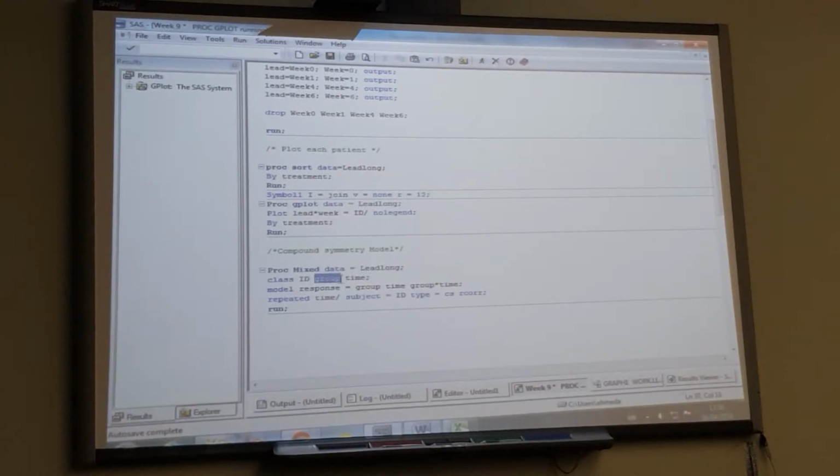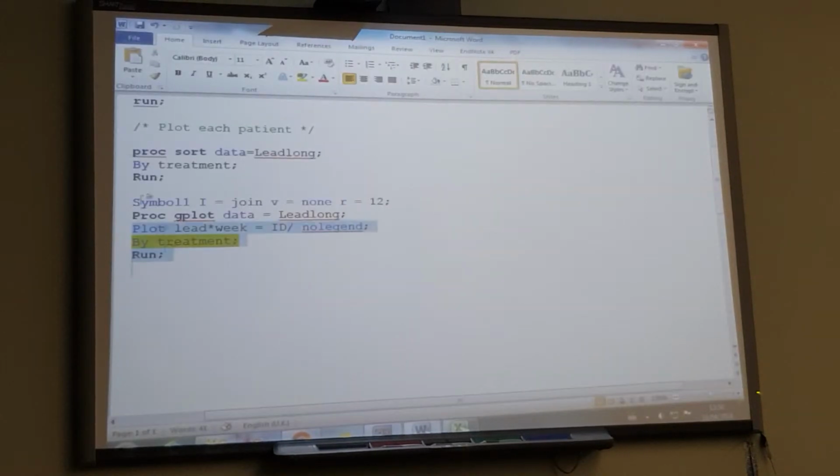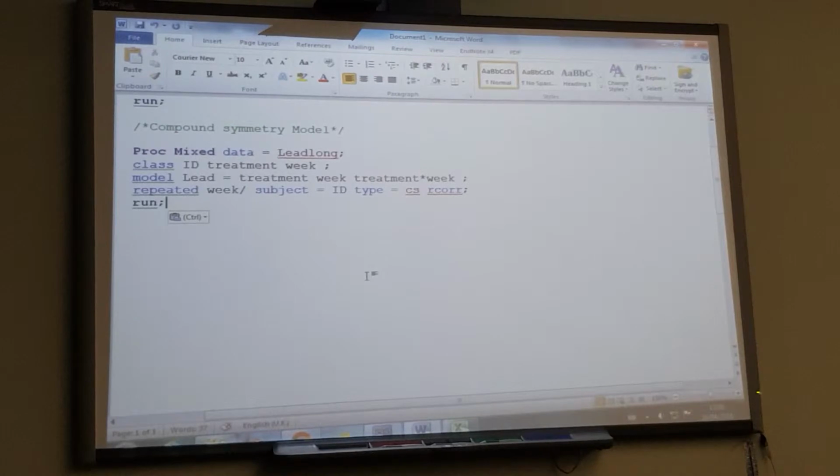ID is the same one. Treatment group: instead of group, I'll put treatment. Instead of time, I put week. And then in a model, you have to use what? Treatment, week, treatment. Let as the outcome, right? So what the response is? Let. The time would be what? Week. And the subject equal ID, subject equal ID is fine. So this is the first variance covariance structures that I'm going to use.